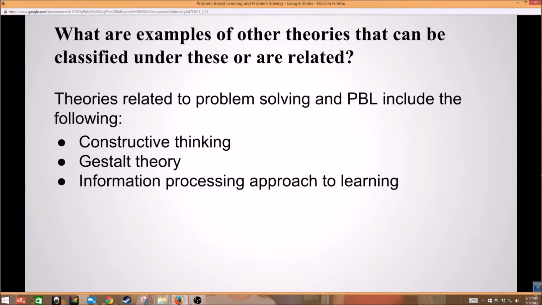What are some examples of other theories that can be classified under these or are related to problem-based learning? Well, theories that are related to PBL and problem solving include the following: constructive thinking, Gestalt theory, as well as information processing approach to learning.